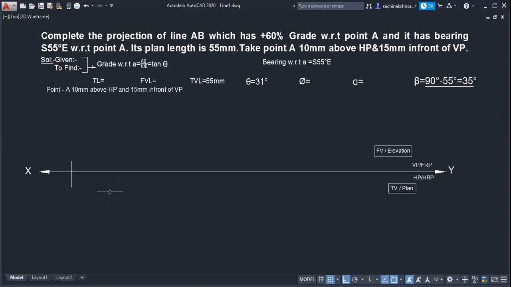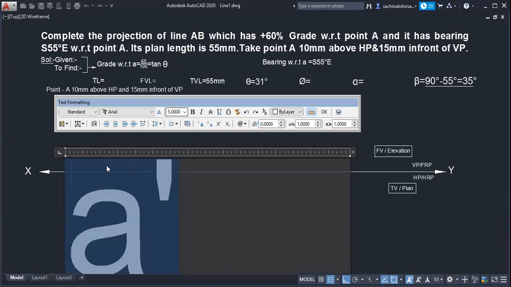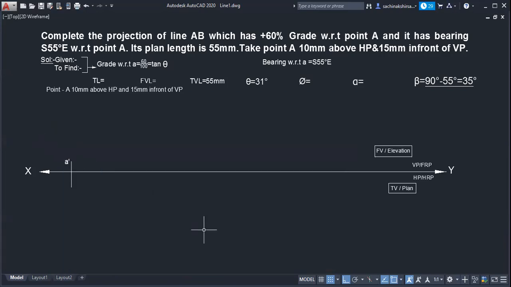First I will mark that point. Which point are we going to mark? A dash. Here I'm going to mark A dash. I have marked A dash. So similarly, I will mark point A here.